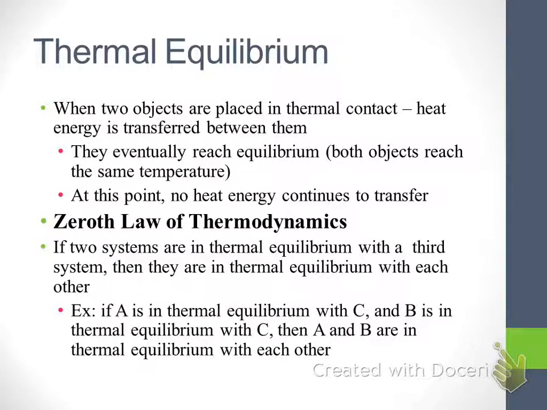This is kind of a wordy example, but easy to visualize if you think about it. If two systems are in thermal equilibrium with a third, then they have to all be in thermal equilibrium with each other. So if A is equal to B and B is equal to C, what does that mean about A and C? They have to be equal to each other.